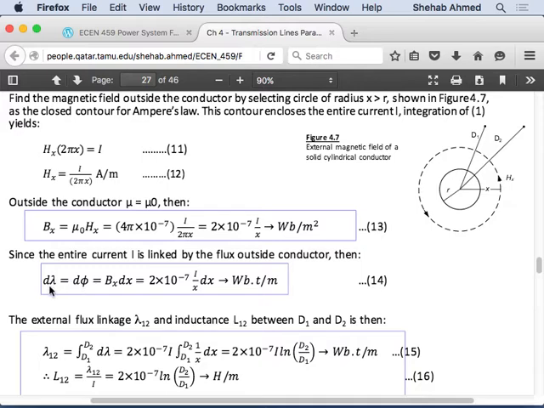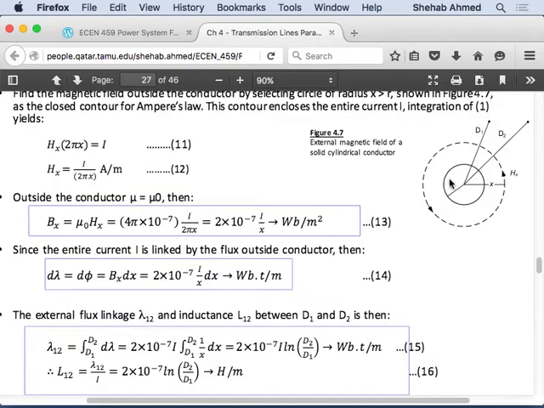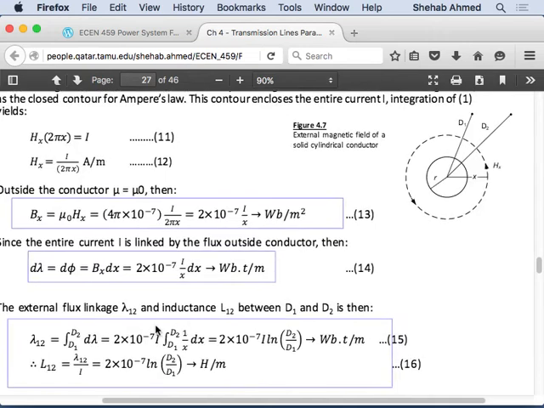Since I am now linking the full conductor, n is 1. There's no difference between the flux that I'm going to integrate over the full area and the flux linking the conductor. They're the same. And then I can do the integration between what? Between any 2 points in space, really. D1 and D2. If I have any 2 points in space, I can calculate the integral of d lambda, which is lambda 1,2, the flux linking any 2 points in space, 1 and 2, that are distances D1 and D2 away from the core of the conductor.